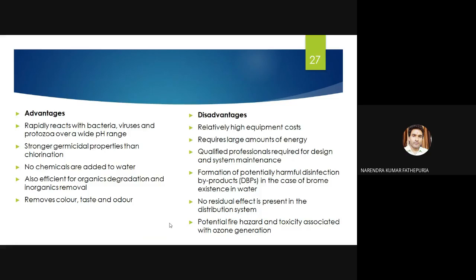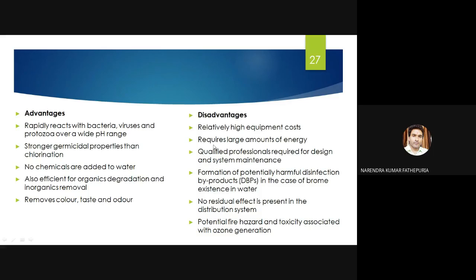These are certain advantages. It rapidly kills, instant killing will happen for bacteria, viruses, and protozoa. It works over a wide pH range and has stronger germicidal properties than chlorination. No chemicals are added to the water. It is also efficient for organics degradation and inorganics removal. Any kind of dose will be fine. It removes color, taste, odor, and manganese and iron present in the water.